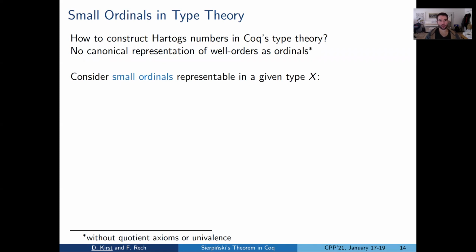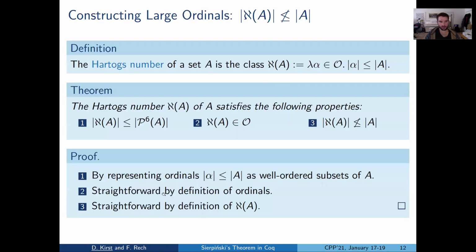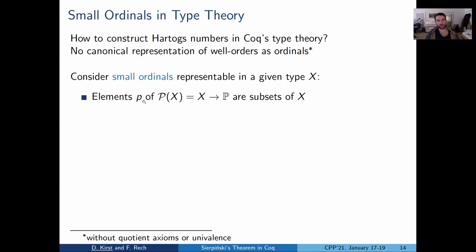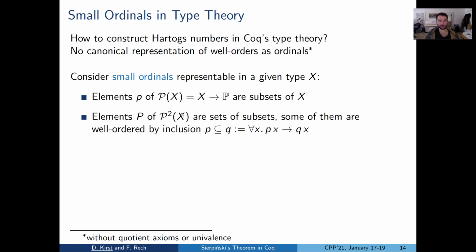And what we do is basically what we do in the first part of the proof here. Instead of looking at an abstract notion of ordinals, we just look at small ordinals that can be represented within a given type. And this representation can be understood as follows. So first we can look at the power type of X, which can be seen, so the elements in it, the unary predicates, can be seen as subsets of X. Then we can look at the twofold power set. Elements of this are sets of subsets. And on these sets of subsets, there's a canonical ordering, namely inclusion.